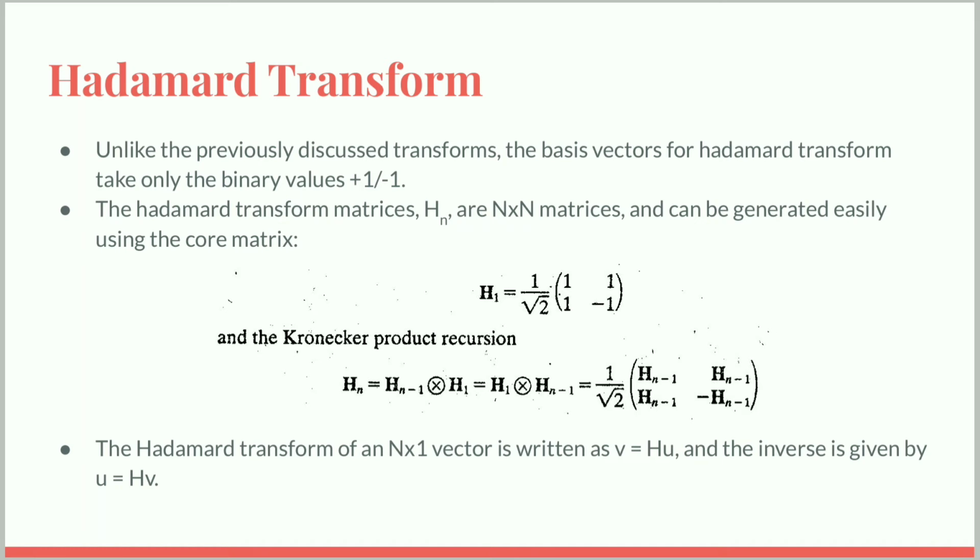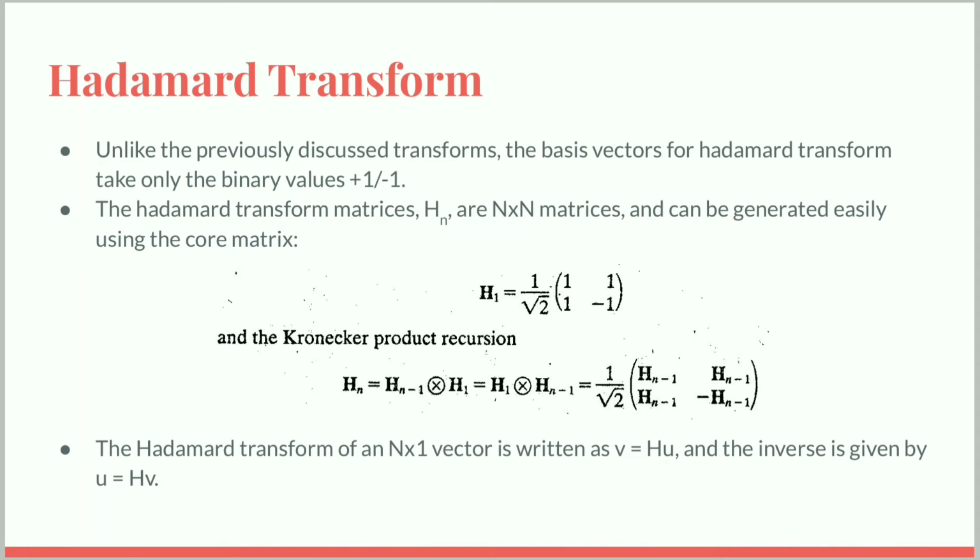Hn in general is calculated as the Kronecker product of Hn minus 1 and H1. So therefore you calculate it as 1 by root 2 into Hn minus 1 being the first row, and Hn minus 1 and minus Hn minus 1 being the second row. The examples for H0, H1, H2 are shown in the next slide.